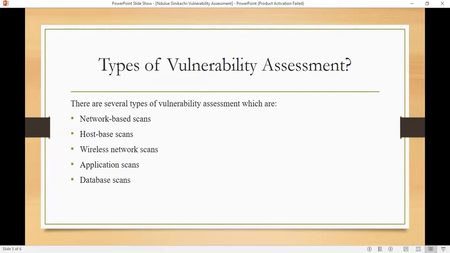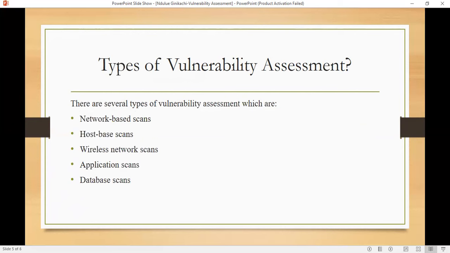So we have the types of vulnerability assessments. We have the network-based scans, the host-based scans, the wireless network scans, the application scans, and the database scans. Now, the network-based scan is usually used to identify possible network security attacks.